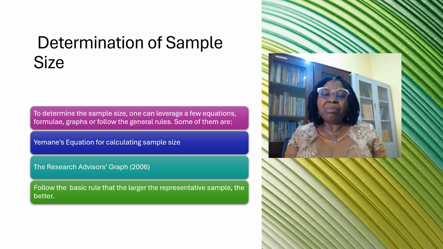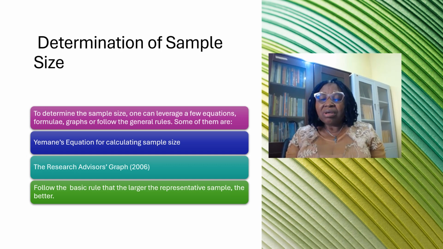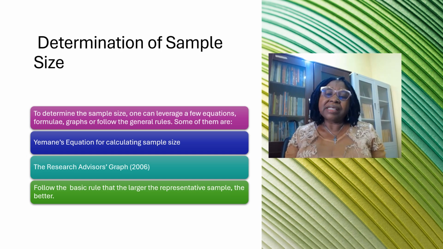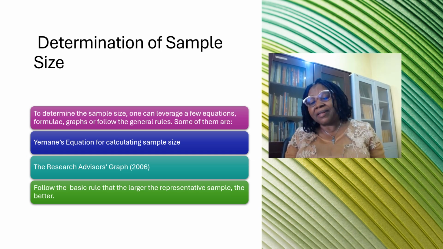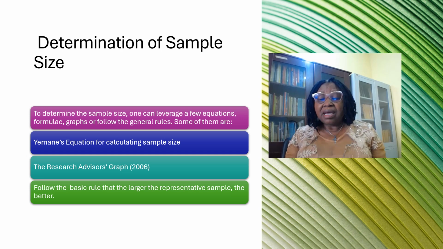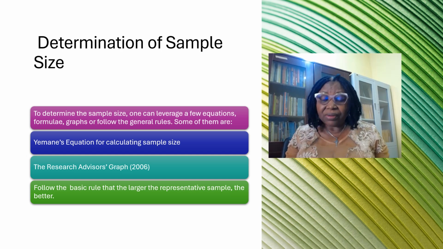We leverage on a number of things, some equations, some graph, or some basic rules. For instance, we have the Yamane's equation for sample size calculation. We have the Research Advisors' graph, the one they published in 2006. Then we have the general rule that a more representative sample will yield better results.